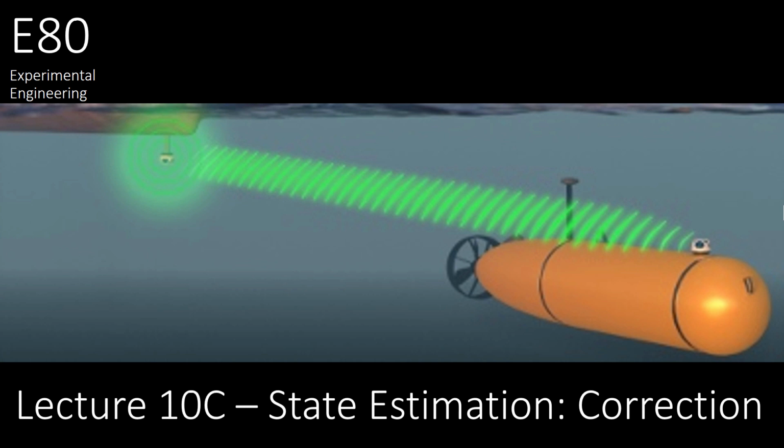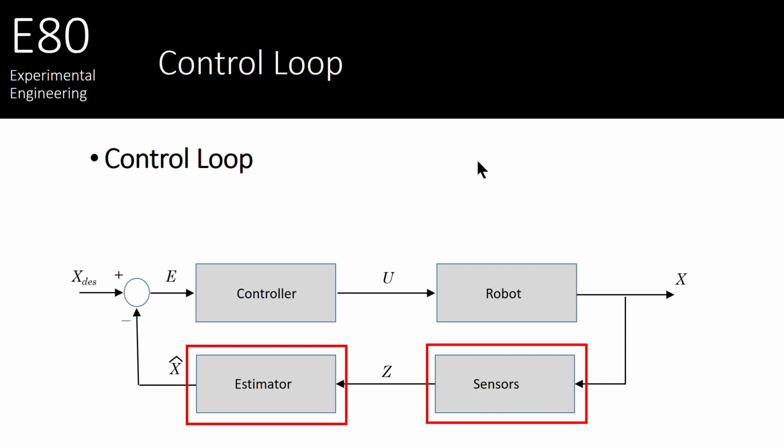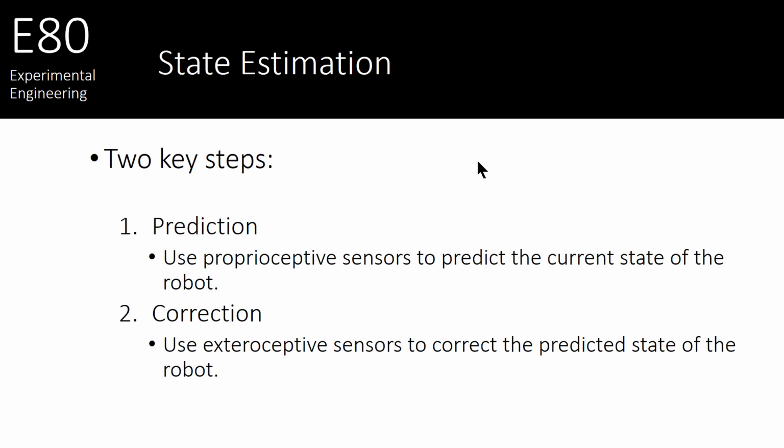It's time for our third autonomous navigation video. Today we're going to talk very briefly about the correction part of state estimation. Remember what we're doing. We're trying to allow our robot to autonomously navigate in the world to track some desired state, maybe x, y, theta. We've been talking a bit about the estimator and the sensors that feed into the estimator. And today we're going to talk about state estimation with correction.